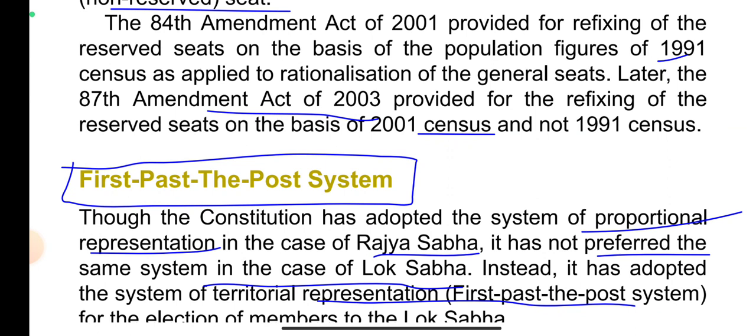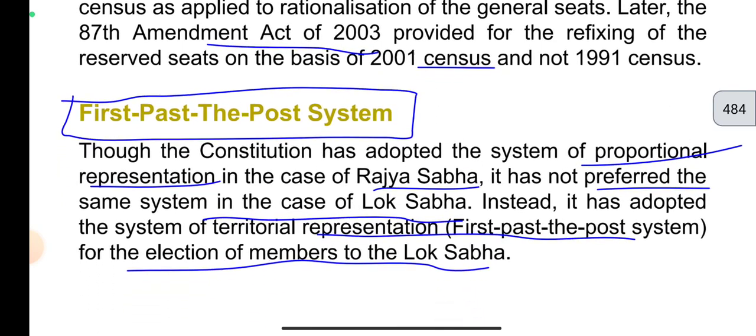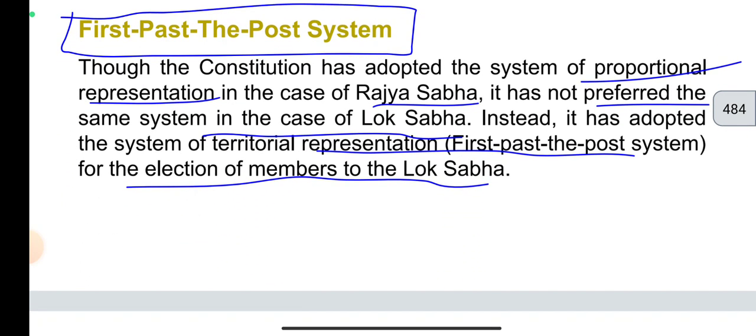Later, the 87th Amendment Act of 2003 provided for the refixing of the reserved seats on the basis of 2001 census and not 1991 census.